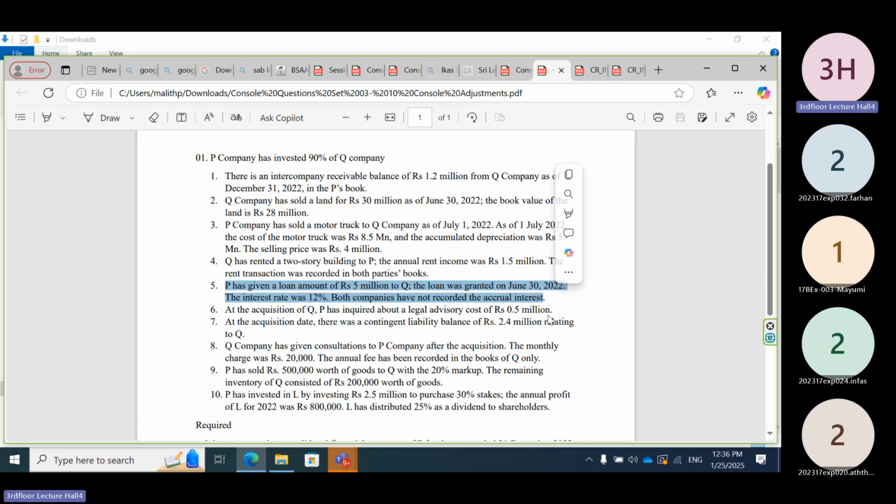We did this in the second class as error correction. One account is recorded, the other account is not recorded. So here is intercompany consolidation with error correction. First we need to correct, and then we will eliminate them.